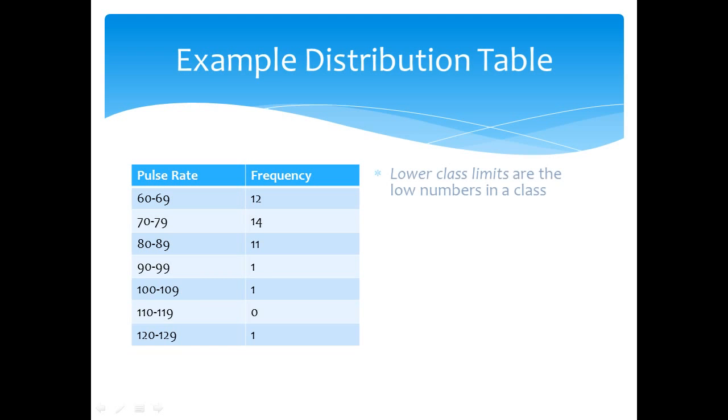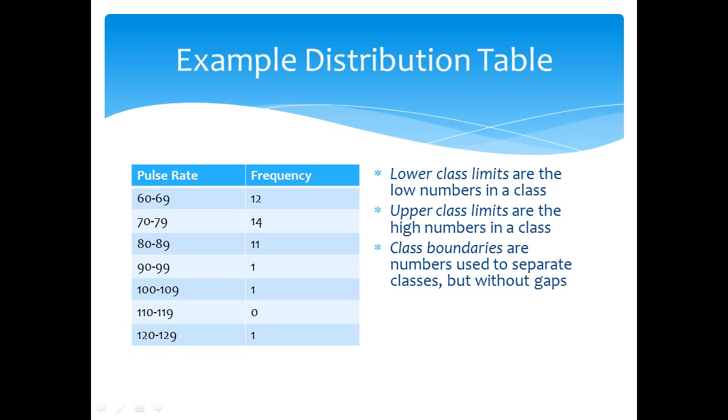Let's take a look at an example distribution table, and we'll add some more definitions to it. At the left, you'll see a distribution table of pulse rate and frequency. The lower class limits are the low numbers in each of the classes. In this case, it would be 60, 70, 80, 90, 100, 110, and 120. The upper class limits are the high numbers in each class. In this case, 69, 79, 89, 99, 109, 119, and 129.